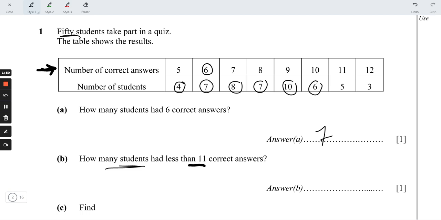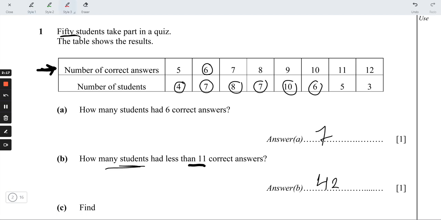So you have to add them all and you will find 42. So 4 plus 7, 11, 19, 29, 36, and 6, 42. Yes, so 42 students.